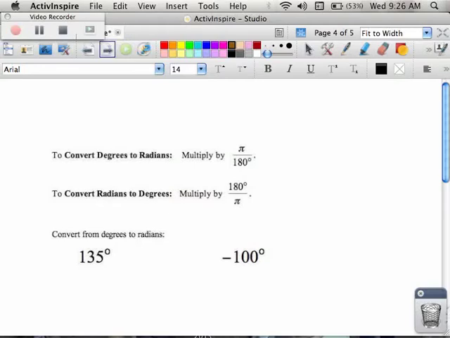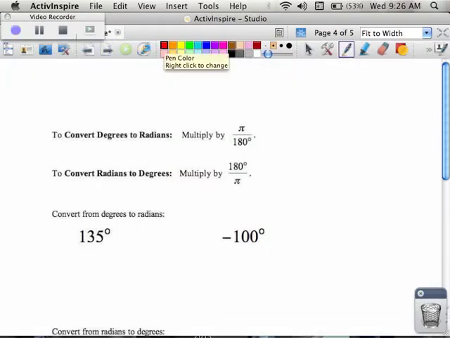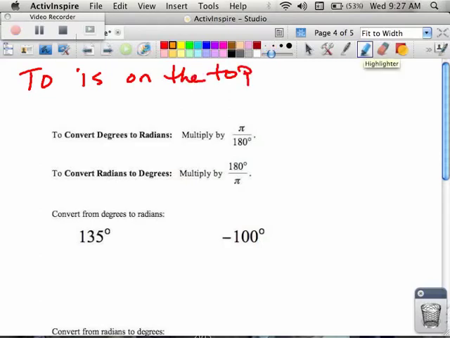We're going to be converting back and forth. So for example, if you're going from inches to feet, you divide by 12, feet to inches, you multiply by 12. Same thing when you're going from radians to degrees and degrees to radians. And the big idea that I want you to understand is, whatever it is you want to go to is on the top. So for example, notice how in this first statement, they want to go to radians, and notice how the radians are on top. In the second statement, they talk about going to degrees, and the degrees are on top. Whatever you want to go to goes on the top.